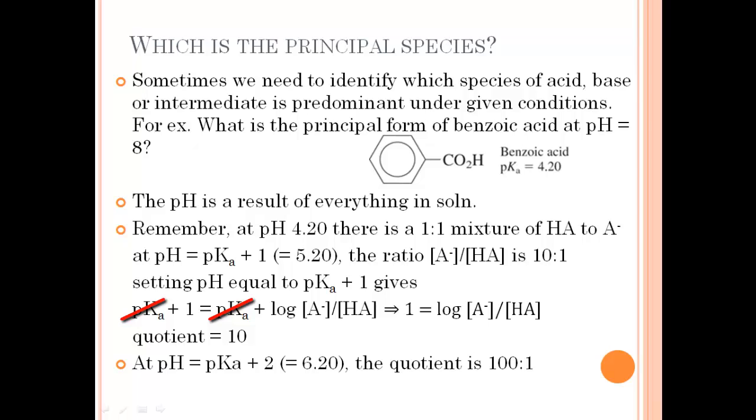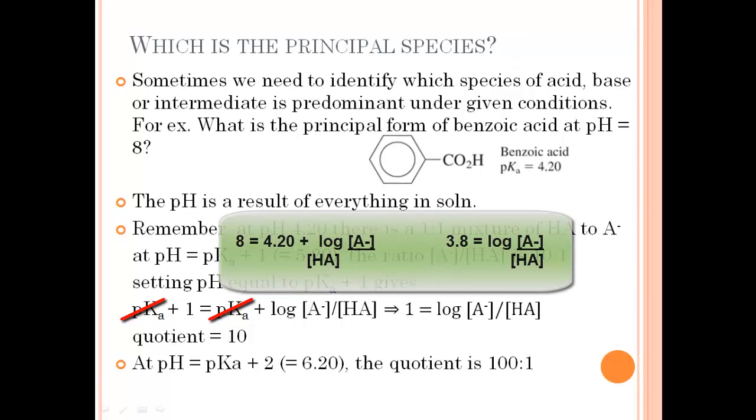And that would be, of course, a pH of 6.20. In the Henderson-Hasselbalch equation, you can substitute 8 for the pH. So substitute 8 for pH, equal to the pKa, which is 4.20, and then just solve. You'll see that 8 minus 4.20 equals 3.8. 3.8 is equal to the log of A minus over HA. You raise 10 to the power on each side, and you'll see that there's almost 10,000 times as much A minus as HA. So the principal species at pH 8 would be A minus, which is the conjugate base form of benzoic acid, which is the benzoate ion.